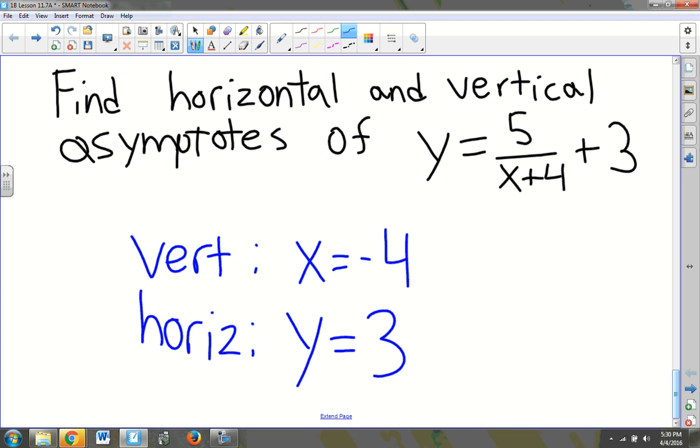If you have further questions about identifying asymptotes of the graph of a rational function, meaning lines that it's not actually allowed to cross, please make a note to ask me in class tomorrow.